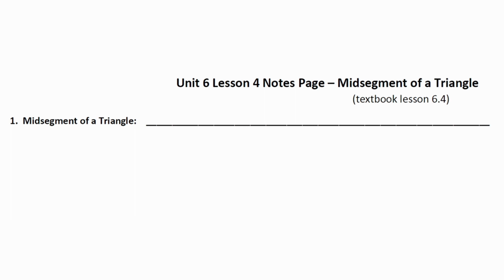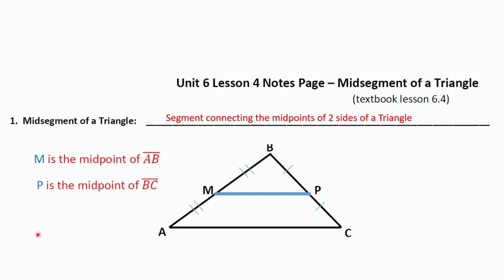So our formal definition is the segment connecting the midpoints of two sides of a triangle. Really important, it does need to connect at the midpoint of those two sides. Here we see an example in triangle ABC. The segment MP is a mid-segment because it connects the midpoint of AB, which is M, to the midpoint of side BC, which is point P. And you'll notice that in each case it is splitting those sides into two equal segments.